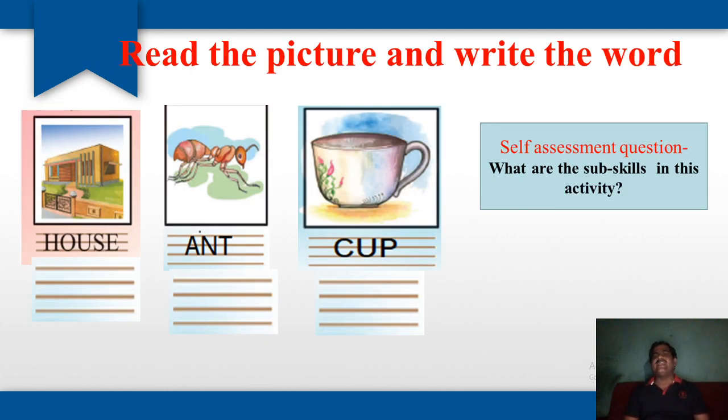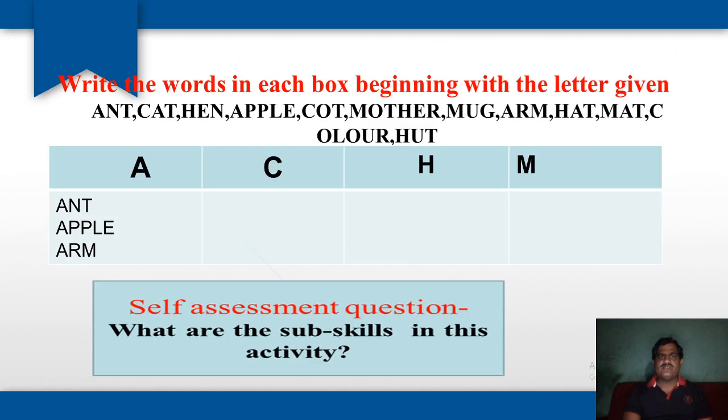Read the picture and write the word. Here the picture is given, and the name of the picture is also written in the four lines. Suppose, for example, the word house: the house picture is displayed here, and on the basis of that the spelling of house is written, and space is provided for the learners. They must write it down by looking at the spelling. All these words they must practice. If this activity is performed among our learners, what are the subskills involved? Yes, you tell, my dear students. Okay, proceed to the next one.